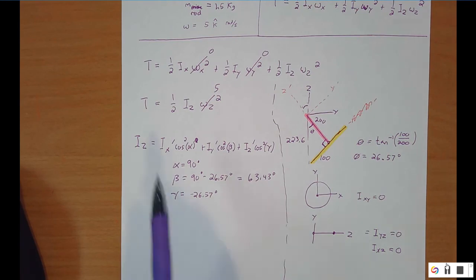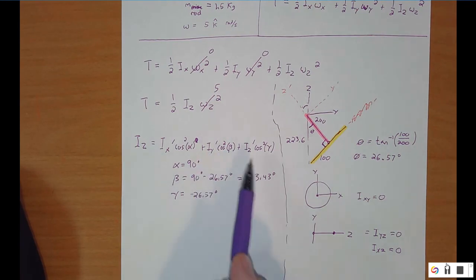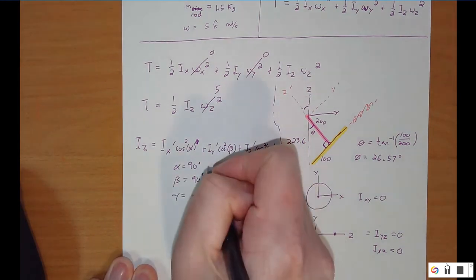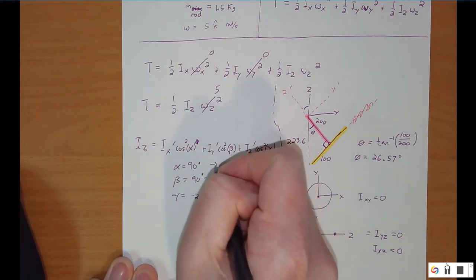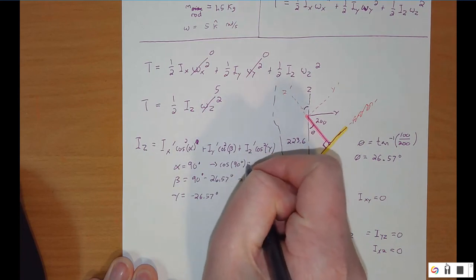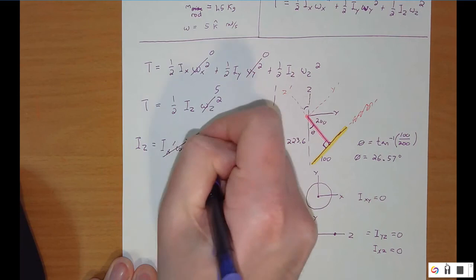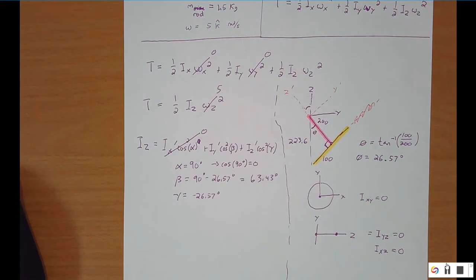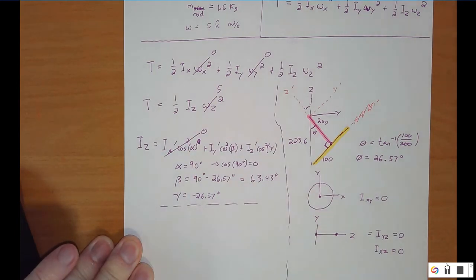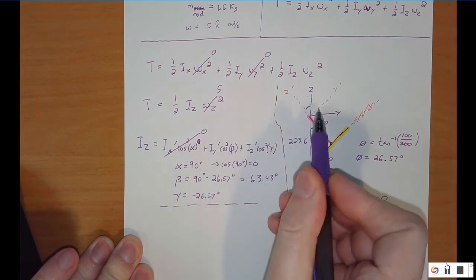Alright, so we have all our angles. We need to get IX, IY, and IZ. Actually, we don't even need IX because cosine of 90 degrees is 0. Kind of looking ahead, I just need to get IY and IZ. So remember, these are going to be about these prime axes, so about this axis and about this axis.